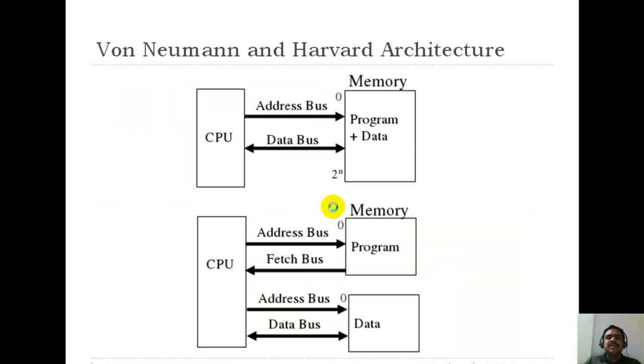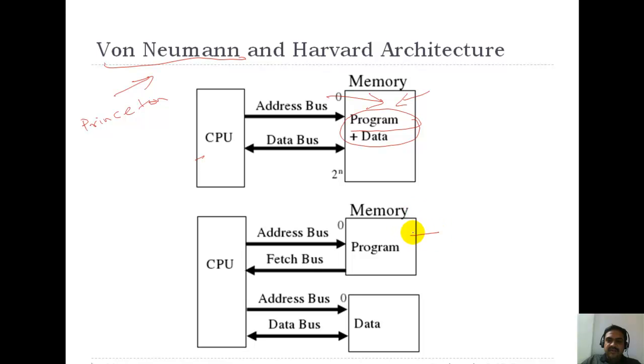This I already discussed in the class, von Neumann and Harvard architecture. Now, one more thing I want to tell you is that von Neumann is also sometimes called Princeton architecture. As far as von Neumann is concerned, address bus and data bus are unified. That is, in memory, program memory and data memory are the same. There is no classification between program and data. Everything is being dumped into the same memory, and you have the same buses for it.